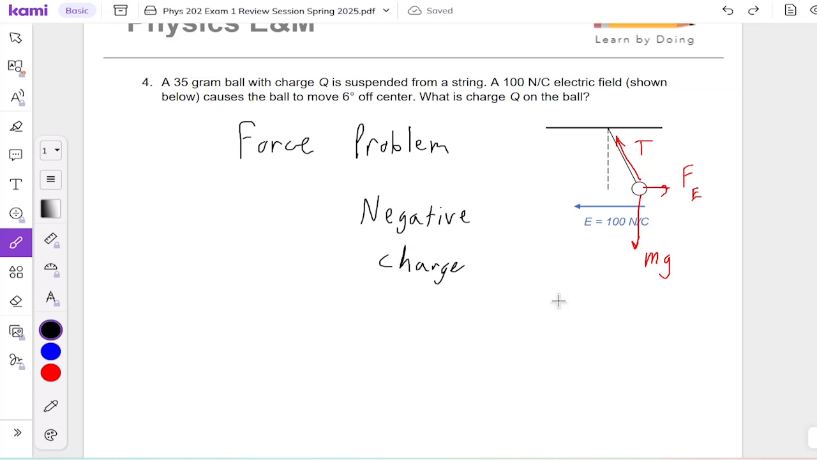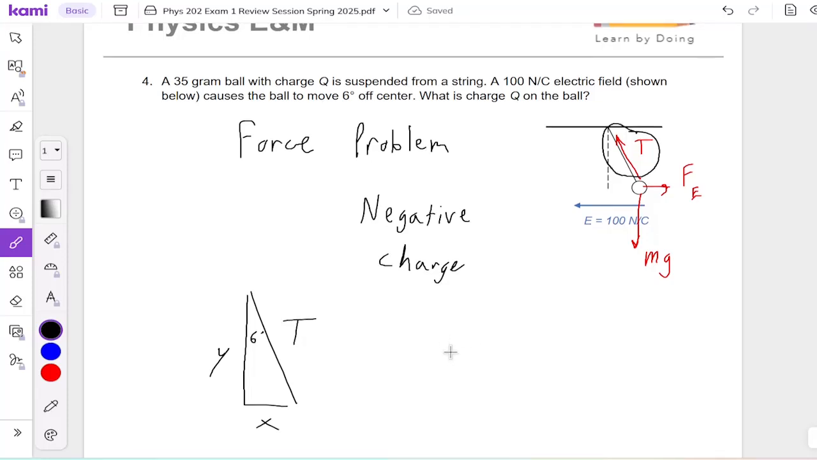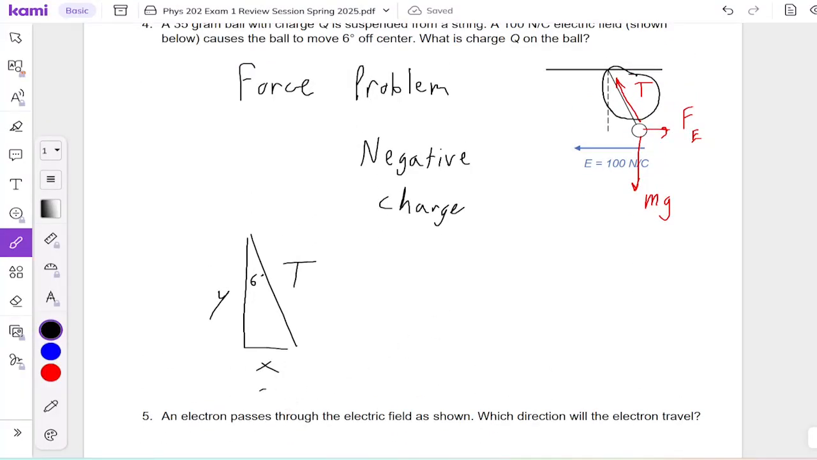So anyways, now I'm going to solve this like I would a force problem, which means the free body diagram's done. Next step is not Newton's second law yet. I know you're eager, but we have to break up that T into a right triangle, where that angle is 6 degrees. T is the hypotenuse, and I have a y and an x component. Hopefully you remember, this leg over here is the opposite, which means x gets sine, specifically T sine 6 degrees. And y, because it's the adjacent leg, is going to get T cosine of 6 degrees.